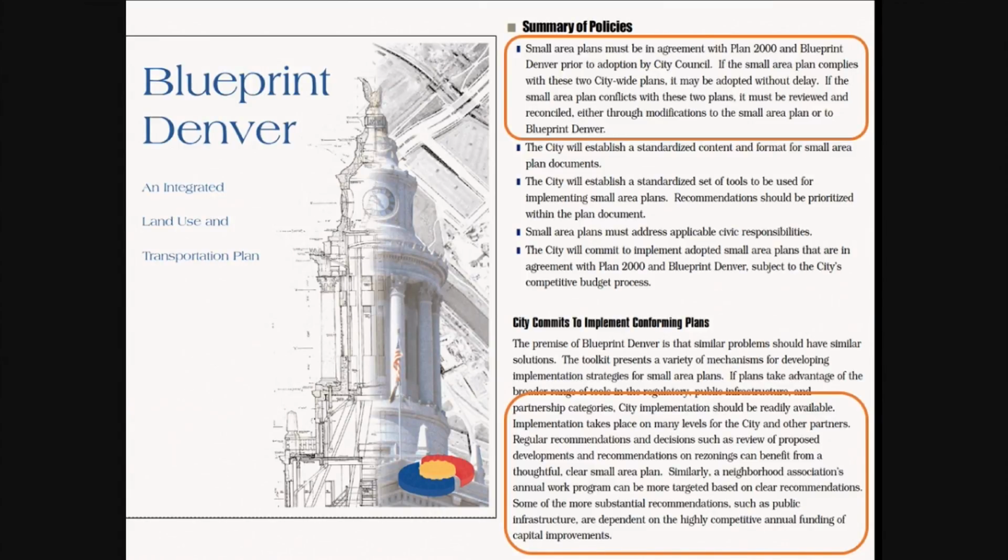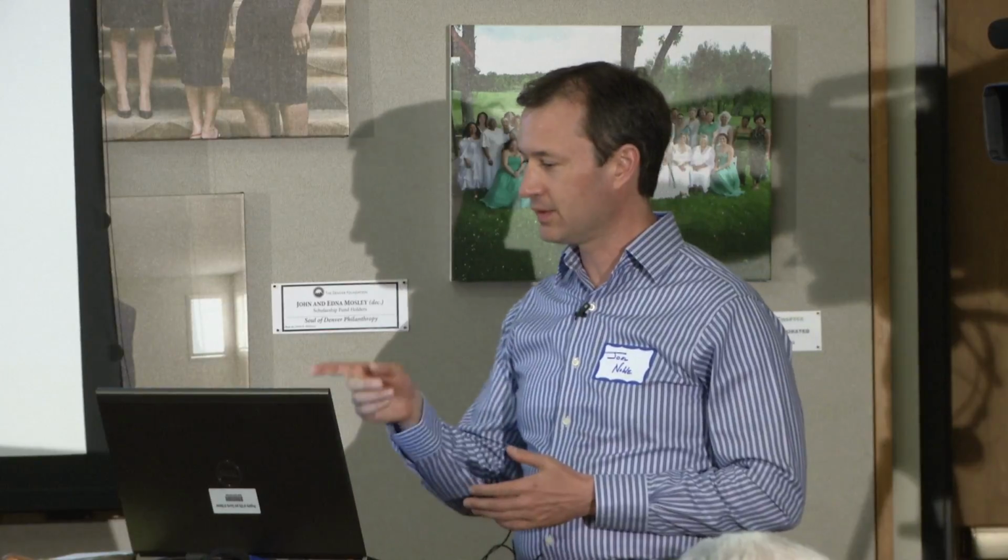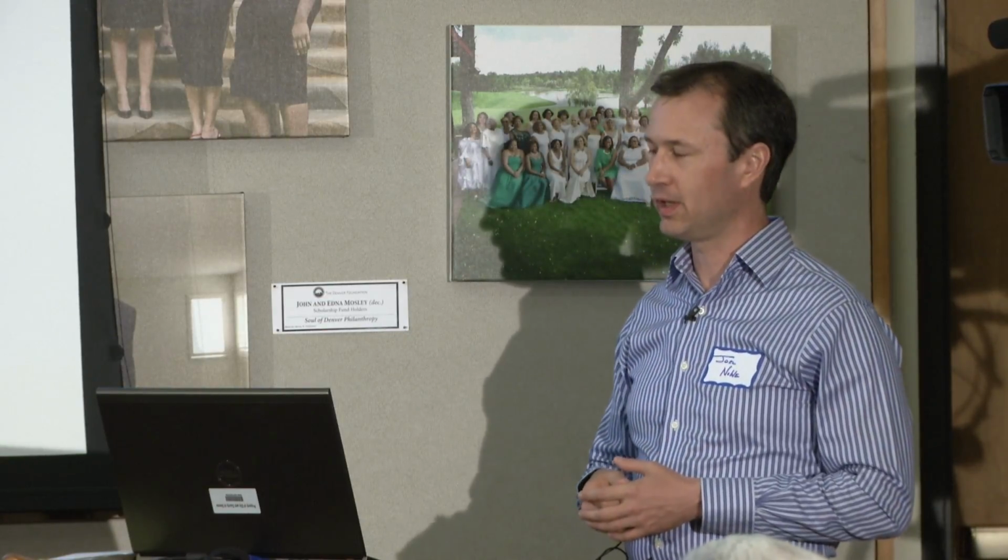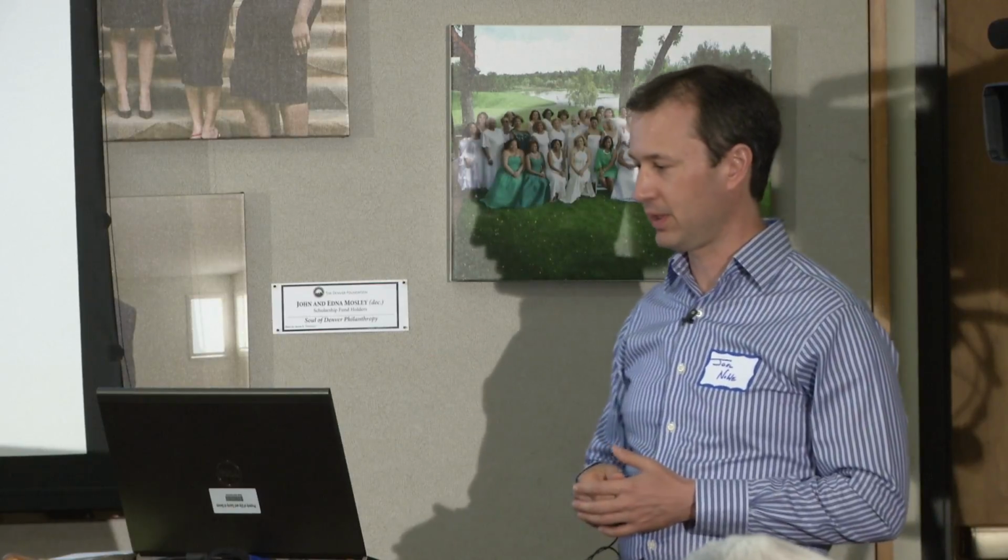Two things I want to highlight from the text of Blueprint Denver. At the top, it says small area plans must be in agreement with the comp plan, Plan 2000, and Blueprint Denver prior to adoption by City Council. So while your neighborhood plans can diverge quite a bit to be tailored to what the needs are and what the vision is in your area, the high-level principles that are agreed to citywide have to be respected. And the second thing is adopted by City Council. That means at the end of the process, City Council has a public hearing and formally adopts the plan as a part of the comprehensive plan to guide the development of the city.